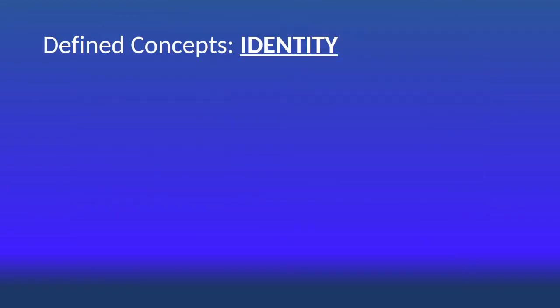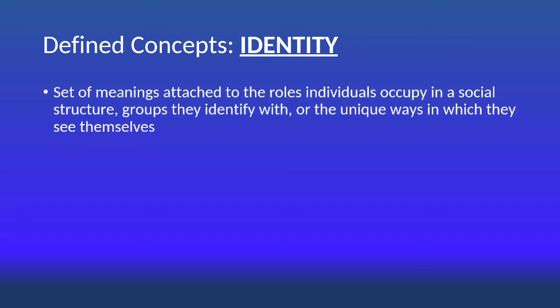An identity is a set of meanings. These meanings are attached to the roles individuals occupy in a social structure, groups they identify with, or the unique ways in which they see themselves. These meanings facilitate interaction between individuals by allowing an individual to know where they are in a social order. Notice how this concept of identity is very structural. Identities are formed as a consequence of someone's location in a social system.